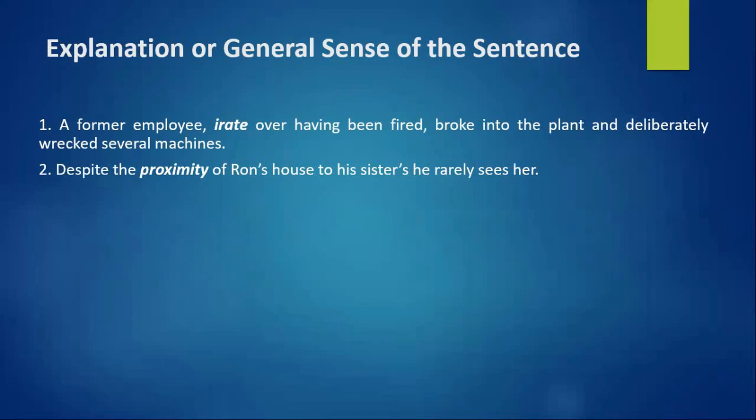So proximity, if you understand the overall context, then you can easily understand that the word proximity means closeness. So despite the fact that Ron's house was very close to his sister's house, he does not normally visit her. He rarely visits her. You understand? So even if you don't know the meaning of proximity, you can easily have a sense of this word by looking at the overall sentence.